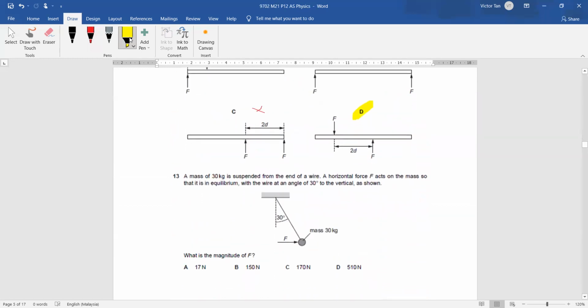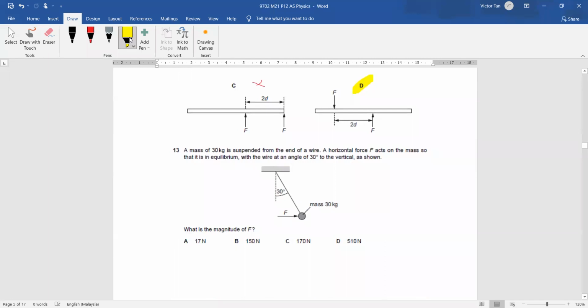Okay. A mass of 30 kilograms is suspended from the end of a wire. A horizontal force acts on the mass so that it is in equilibrium with the wire at an angle of 30 degrees to the vertical, as shown. So this is tension, this is weight. I'm going to draw F, W, T. This is 30.